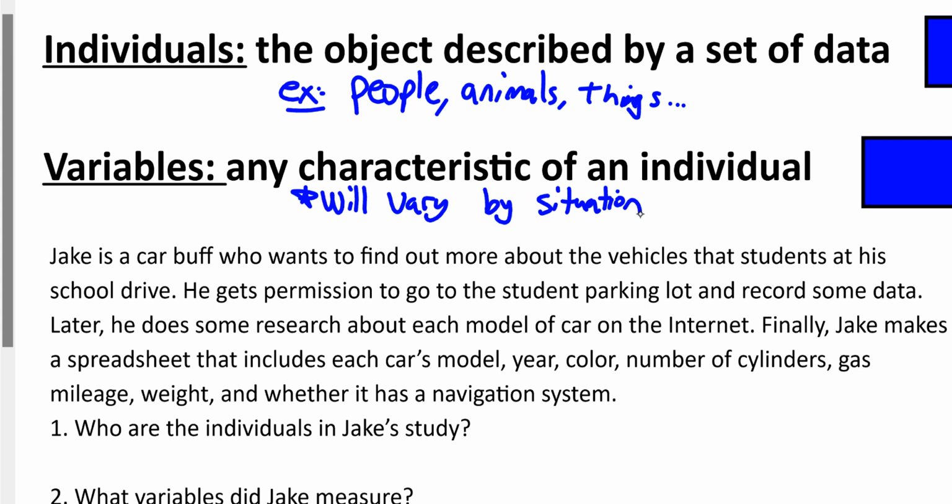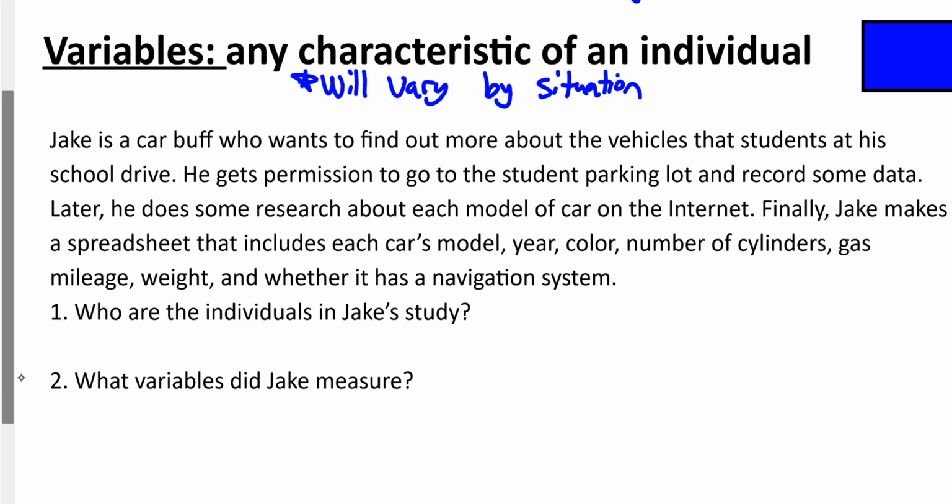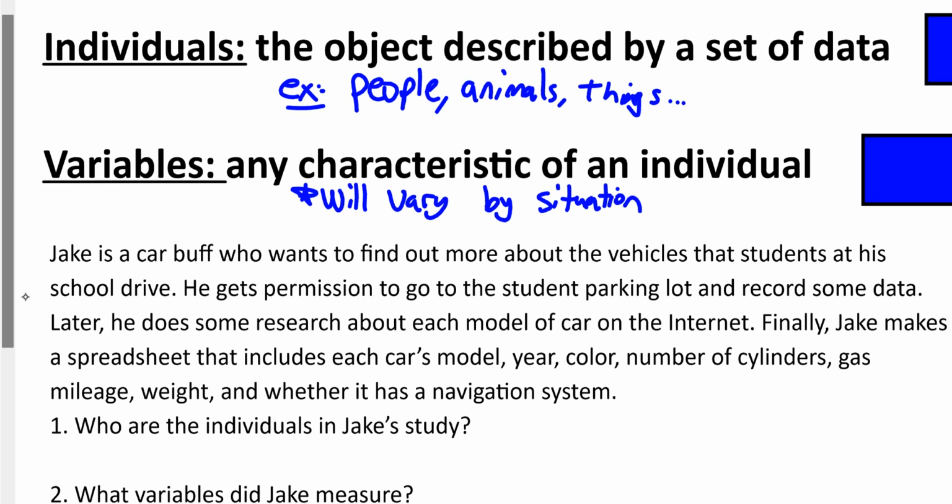So here's a situation. Jake is a car buff who wants to find out more about the vehicles that students at his school drive. So he gets permission to go to the student parking lot and record some data. Later, he does some research about each model of the car on the internet. Finally, Jake makes a spreadsheet that includes the car's model, year, color, number of cylinders, gas mileage, weight, and whether it has a navigation system. So based on what we just talked about, who are the individuals in Jake's study?